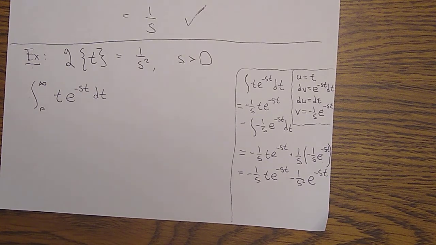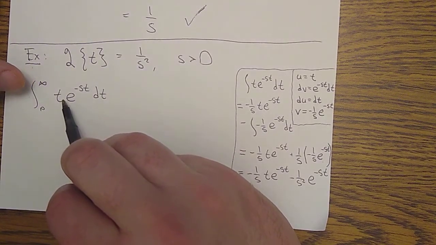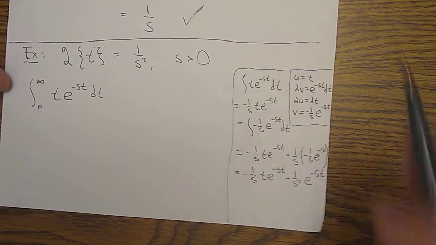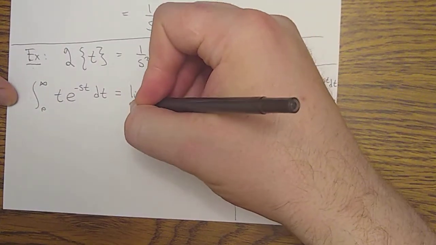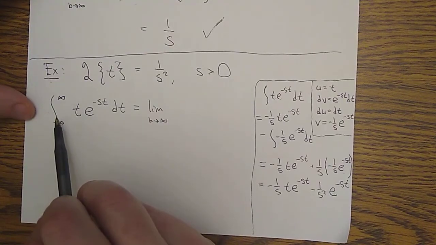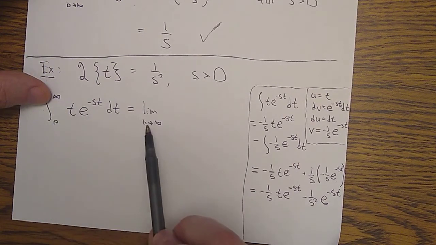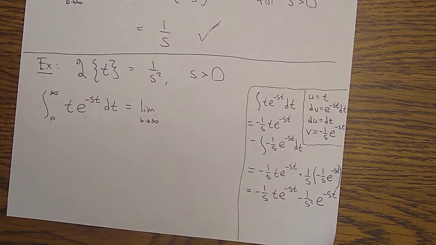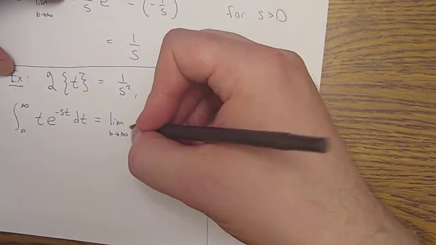Right? So where am I now? I was doing this, and I didn't know what the antiderivative was, but now I do. So because this is an improper integral, I'm going to basically replace the symbol for infinity with the letter b, and I'm just going to do the limit as b goes to infinity. But other than that, what would I do? I know the antiderivative now.